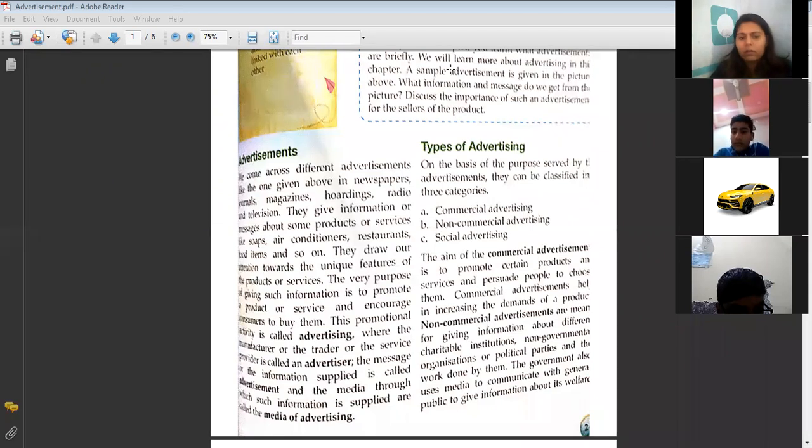So they give us information and messages about products or services like soaps, air conditioners, restaurants, food items, and so on. The list goes on, from a shoe to a laptop to a motorbike, a car, everything is being advertised. All these things draw our attention towards the unique features of the products and services. The main purpose is to promote a product or service and encourage consumers to buy it. They just want to tempt us to buy that product, right?